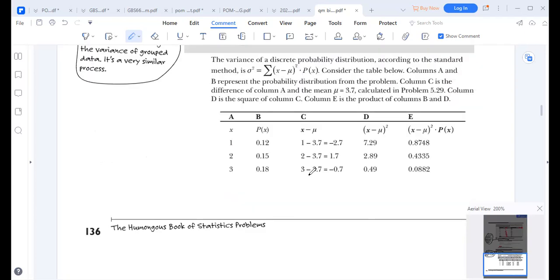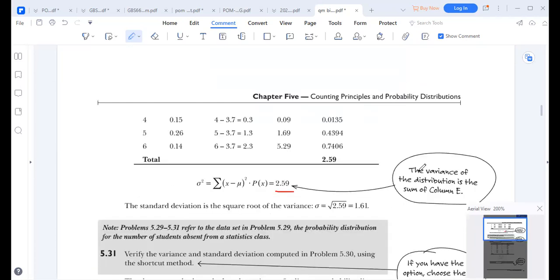Or alternatively, since we found the mean, we subtract the mean from each value of X. So 1 minus 3.7, we get negative 2.7. Then we square it. After squaring it, we multiply by the probability 0.12. Then for 2 we subtract the mean 3.7, then we square it, and multiply by the probability. Then again, 3 minus 3.7. Mind you, all negatives become positive when we square them.